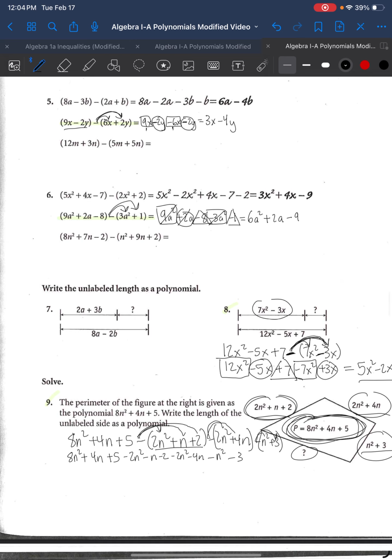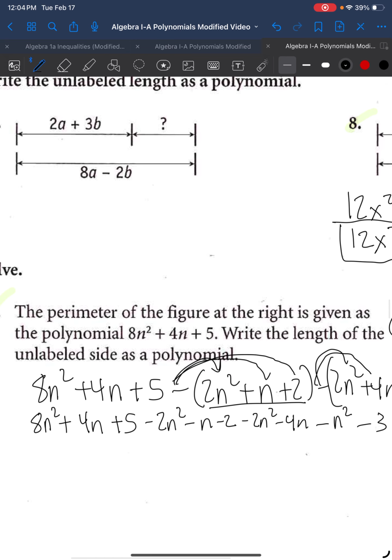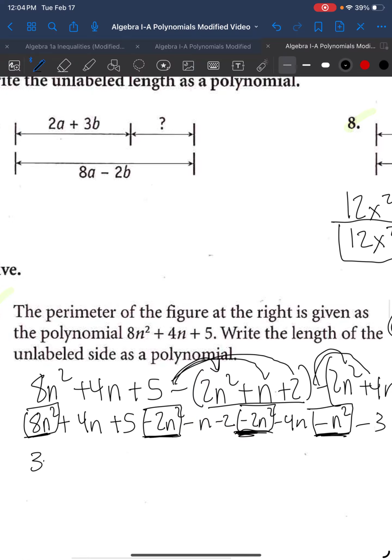I'm looking for everything that matches. So I've got 8n squared minus 2n squared minus 2n squared minus 1n squared. So this is 8 minus 2, which would be 6, minus 2 again would be 4, minus 1 would be 3. So it's 3n squared. These are gone. We simplified those.